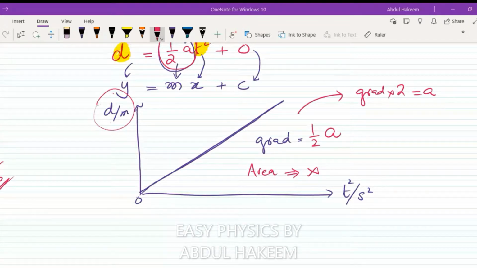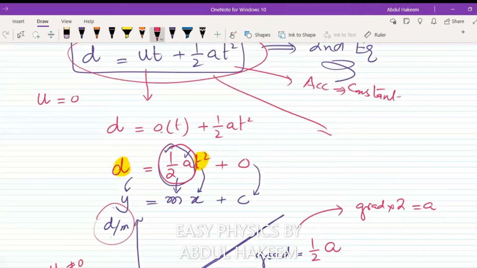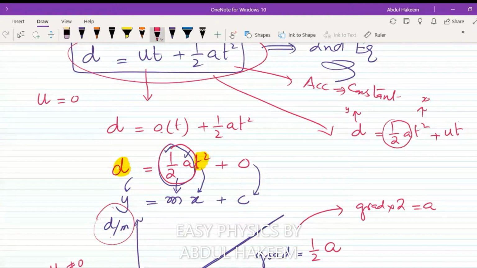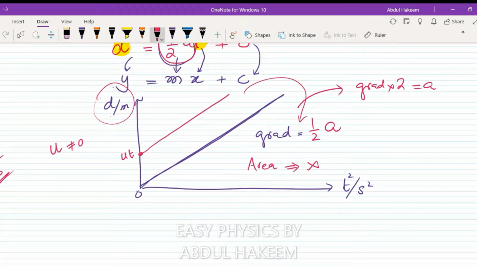Now if the initial speed is not 0, then definitely we will write the equation d is equal to half at squared plus ut. So this is the gradient, this is on the x-axis, this is on the y-axis, and this is the y-intercept. So there will be a positive y-intercept. We will draw this line. This line's gradient is again half of the acceleration, but the y-intercept is the product ut, because the y-axis is distance, so speed multiplied by time is distance. So this y-intercept is equal to ut.